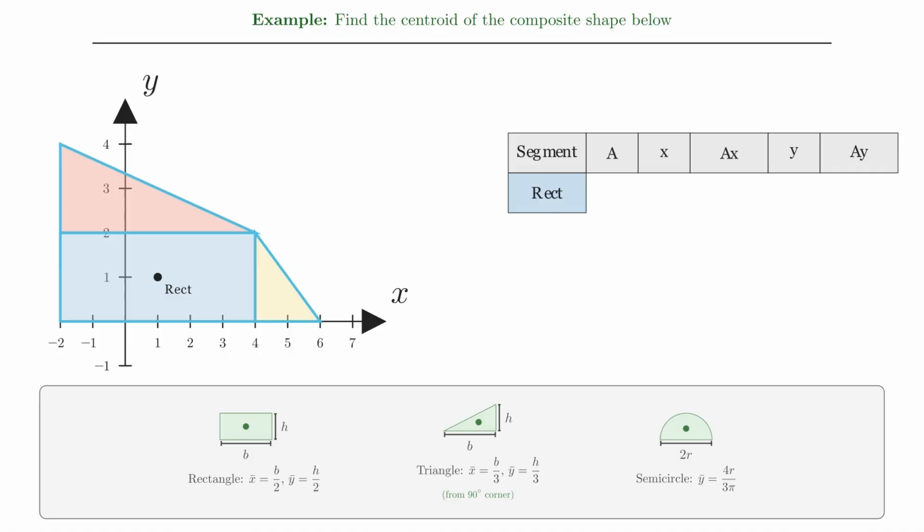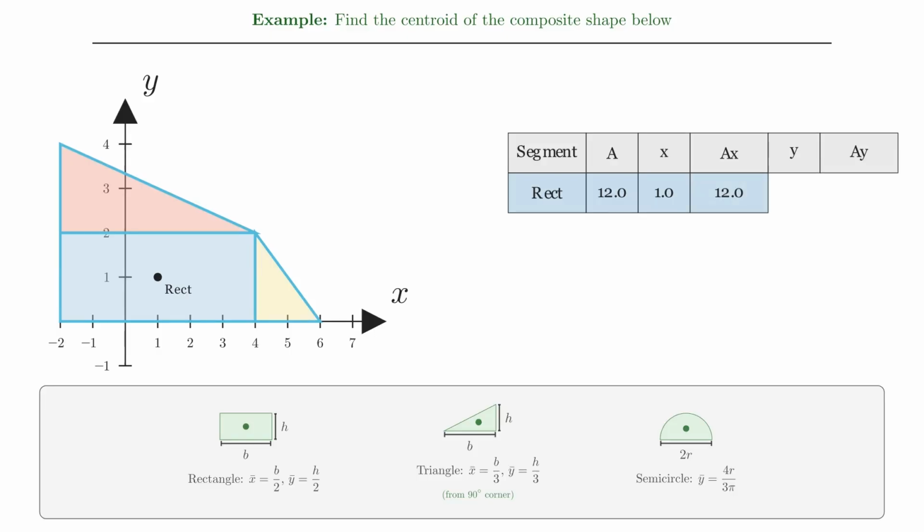The area of the rectangle is the base times the height. It has a base spanning from -2 to 4, which is 6, and a height from 0 to 2, which gives us an area of 6 times 2, which is 12. Its centroid is right in the centre. In the x direction, it goes from -2 to 4, so the centre will be at 1. Then we take the area multiplied by this x position. So 12 times 1 is 12.